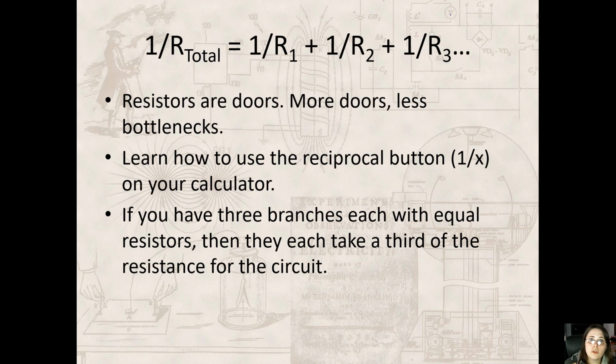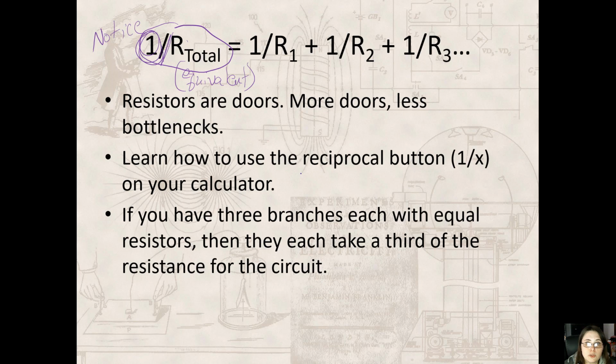Okay. So for the resistance, this is a little bit more complicated. Resistors are like doors. If there are more doors, there are fewer bottlenecks. So you can think of it like that. So for the total resistance, the equivalent resistance, it's going to be 1 over R. Notice that it's 1 over. It's not that the total R is equal to this. It's the 1 over R, the reciprocal, that is equal to all of those.